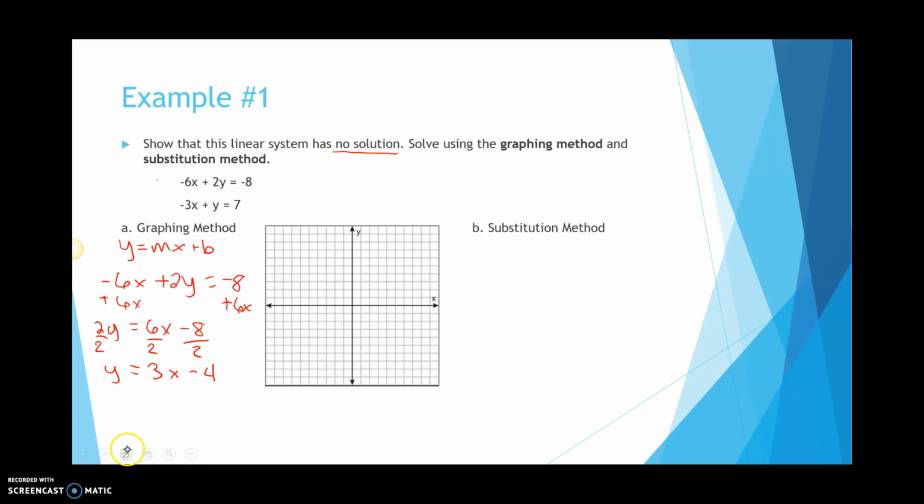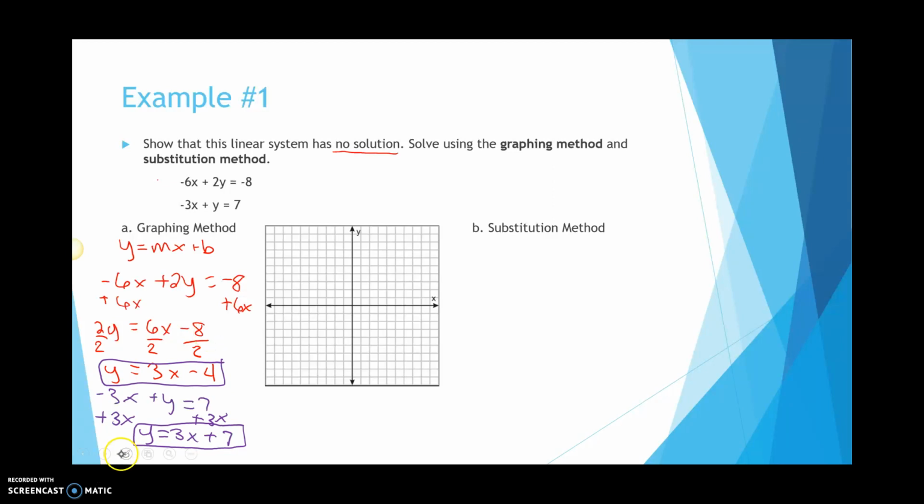The second equation we'll put in the y equals mx plus b form. So we have negative 3x plus y equals 7. Add 3x to both sides. So we get y equals 3x plus 7. Now what we're going to do is graph both of these and see what kind of lines they are.